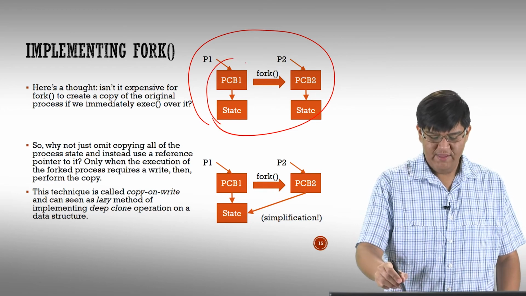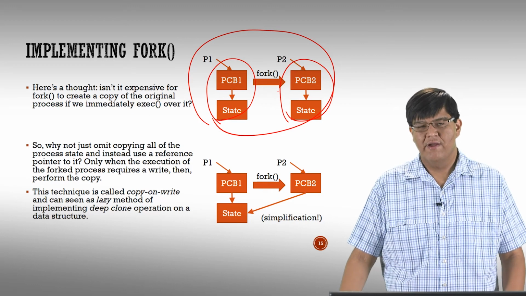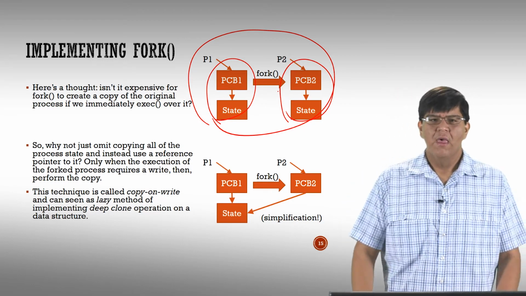So initially I have this, make a copy of everything, get this stuff over here. That's one thing I could think about doing, and maybe that would be the first naive implementation you'd have if you were implementing fork. But there's an issue with that.